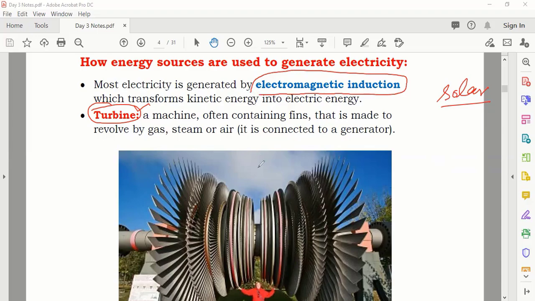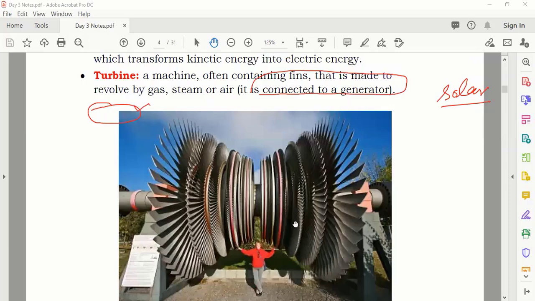Now let's see how the turbine looks. The turbine is really a simple thing. It's like a fan's wings, you can say, but it's quite big. So this turbine rotates. They are rotating this turbine. They can rotate it with the help of wind. They can rotate it with the help of steam. They can rotate it with the help of water.